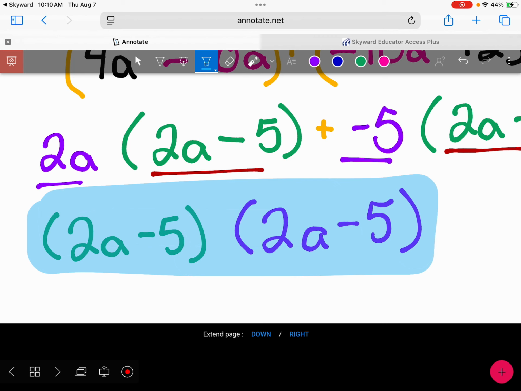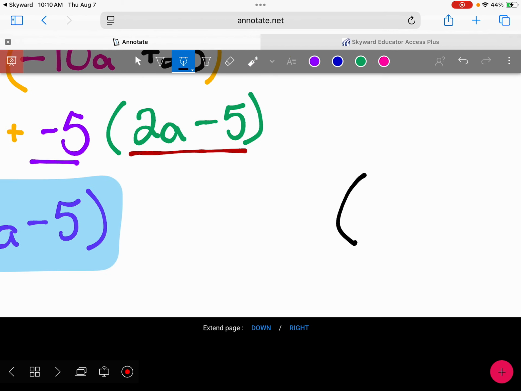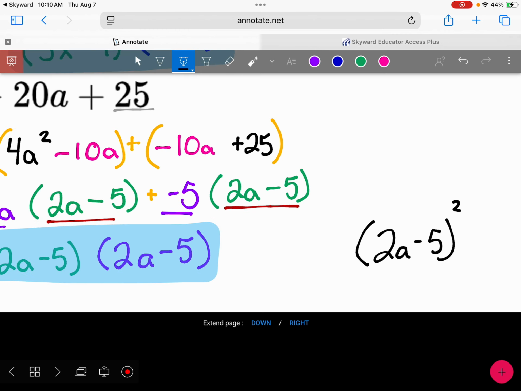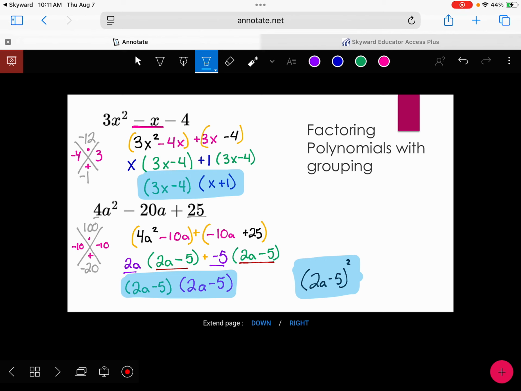Or we can look at that and go, hey, I know a shorter way to write that. Because that is the exact same thing as 2a minus 5 squared. Either way is fine. I will take both. There are going to be times when it's easier to write it with the squared for other reasons, but I don't care. It works both ways. Okay, questions on these two?